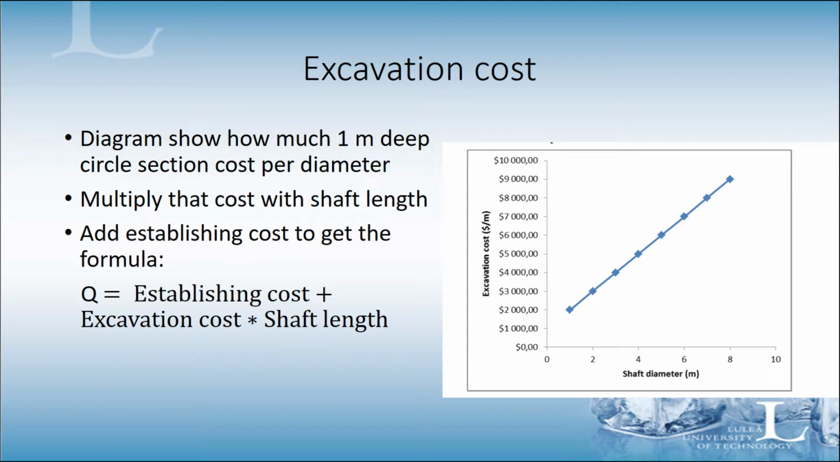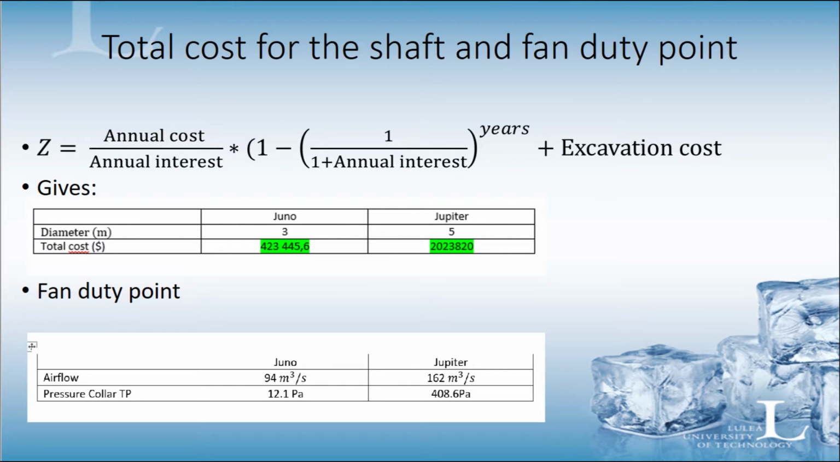Excavation costs come from this chart, where you test all diameters in an Excel chart. You take one diameter to see how much it will cost to dig out one circle section with that diameter, 1 meter deep. Then you multiply the given number with the shaft length and add the establishing cost to get the excavation cost. To get the total excavation cost for each diameter, we use this formula shown in the picture.